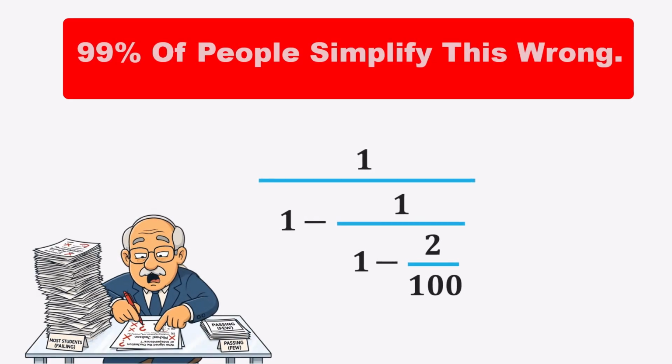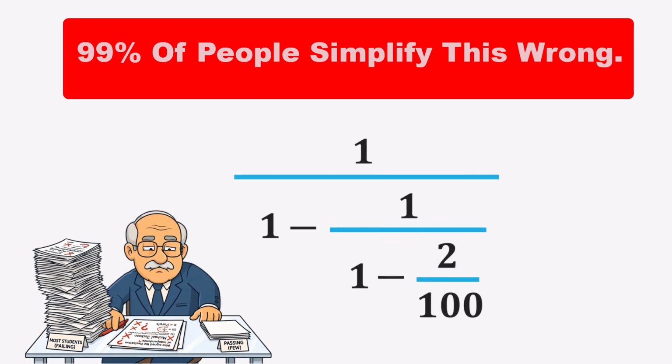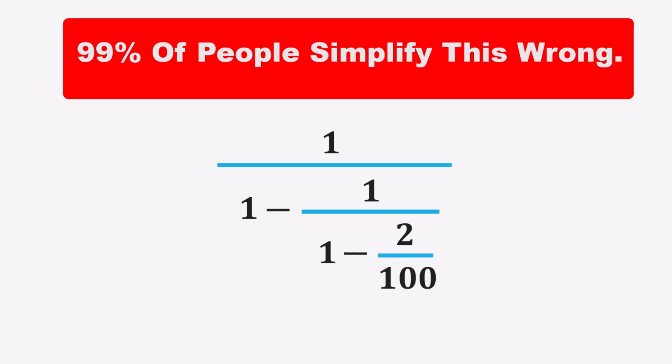99% of people simplify this wrong. And honestly, after looking at this expression, you'll probably understand why. 1 over 1 minus 1 over 1 minus 2 over 100. Fractions inside more fractions. This thing looks less like math and more like a staircase to suffering.